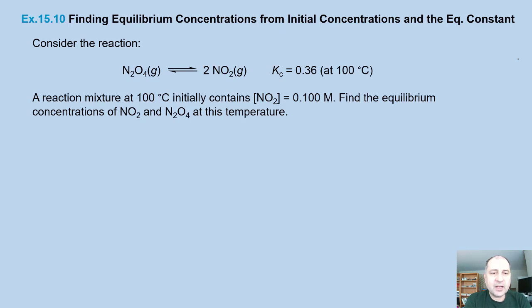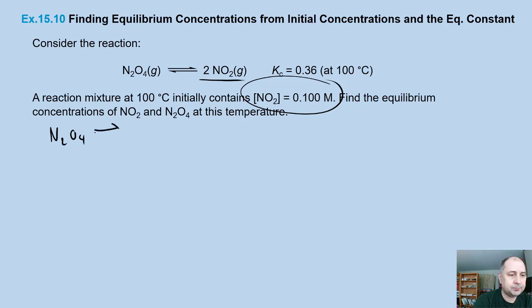Alright, let's practice setting up ice tables some more. Here we have a reaction, N2O4 going to 2 NO2. A reaction mixture at 100 degrees contains only products, 0.1 molar NO2, but no reactants, so we don't have to figure out what Q is because it's going to be infinitely large, therefore it's going to shift to the left. So I'm going to set up my table here.